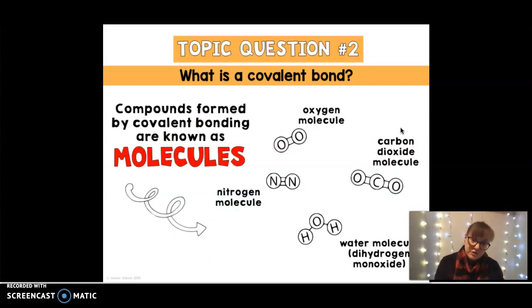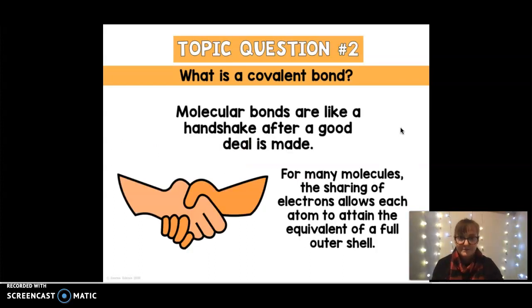You have an oxygen molecule that has 2. A nitrogen molecule has 2. A water molecule has hydrogen and oxygen joined together by a covalent bond. Carbon dioxide is a molecule because it is held together by molecular bonds, or by covalent bonds. Molecular bonds, covalent bonds are like a good handshake after a deal is made. For many molecules, the sharing of electrons allows each atom to obtain its full outer shell, so its full valent shell.